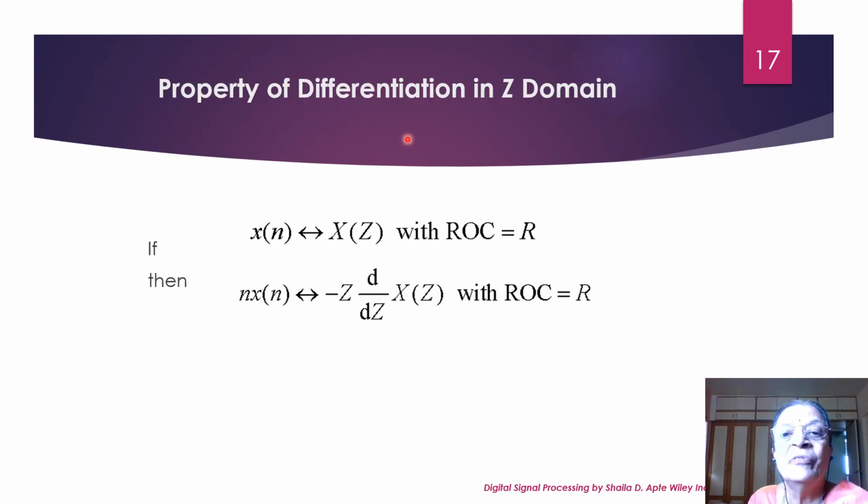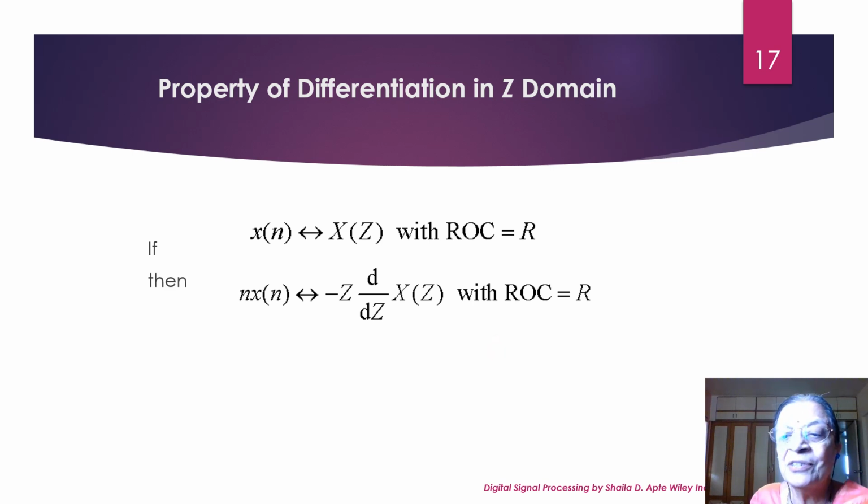Then we have the property of differentiation in the z domain. This is also a very interesting property. Now, if x[n] transforms to X(z) with ROC R, whatever is X(z), we take the differentiation of it in the z domain. So d/dz of X(z), multiplied by minus z, then we get the inverse transform as n x[n]. So n x[n] transforms to minus z d/dz of X(z). It is the differentiation in the z domain. That is why the name of the property is the property of differentiation in the z domain.